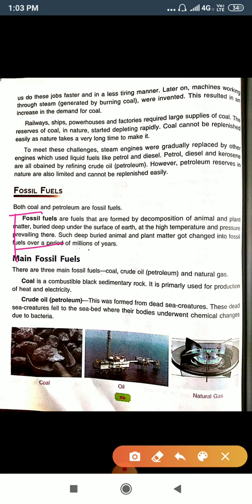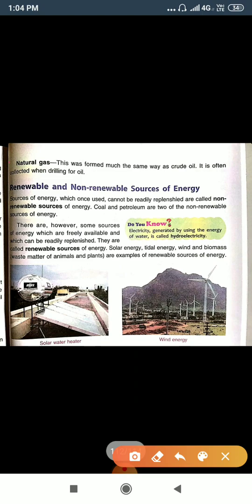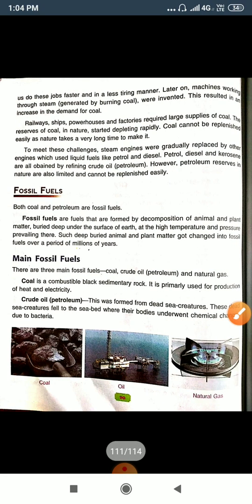Okay, now what are the main fossil fuels? See this, there are mainly three main fossil fuels. Number one is coal. Number two is crude oil, or you can say petroleum, and number three is natural gas. Okay, now come to the coal.